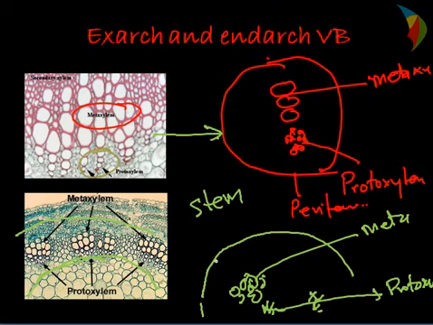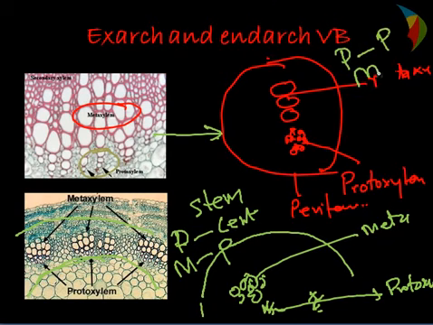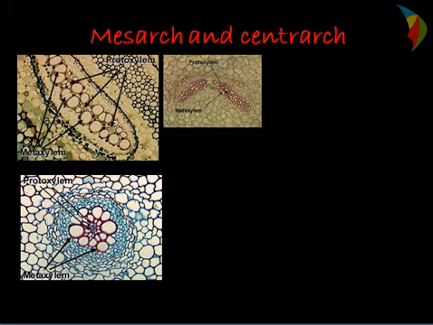So in the endarched case, it is reverse. In the endarched case, we have protoxylem towards the center and metaxylem towards the periphery. And reverse in the case of exarch, we have the protoxylem towards the periphery and metaxylem towards the center. So we can divide this into two parts. The next types are the mesarch and centric types.